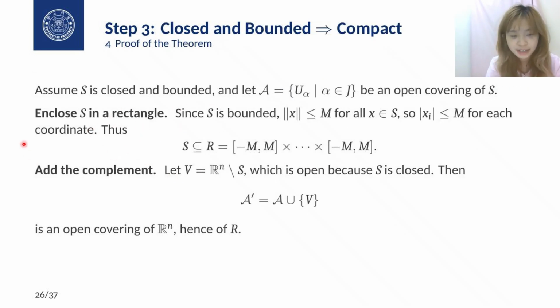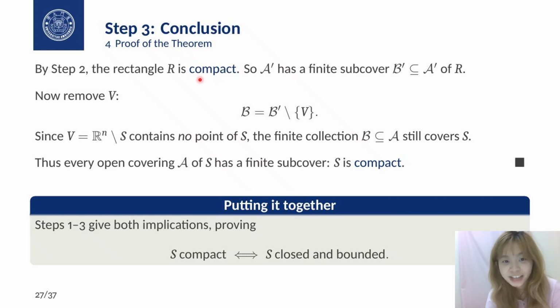Now is the last step. We assume S is closed and bounded, and let A be an open covering of S. Since S is bounded, we can let it fit inside the rectangle R equals [-m, m]^n. A covers S, but not all of R. So we let V equal R^n minus S, the complement. Since S is closed, V is open. Now, A union V covers all of R. R is compact by step 2.